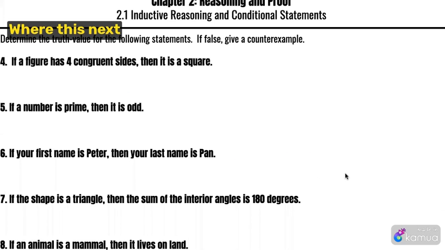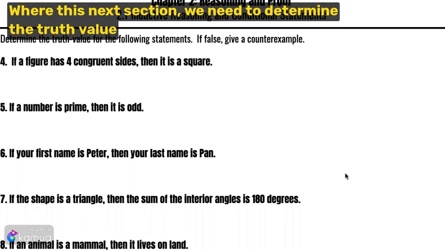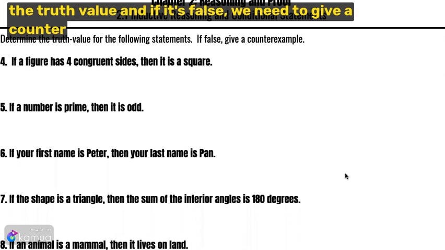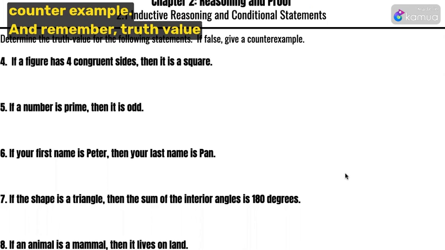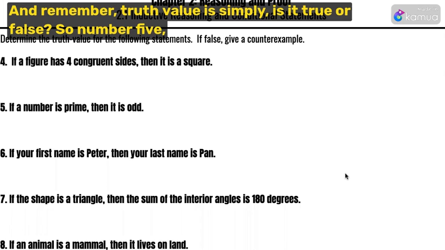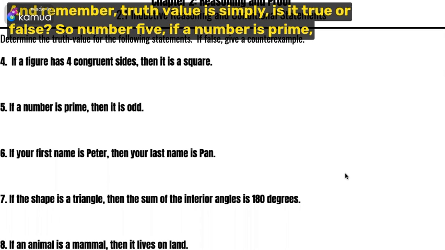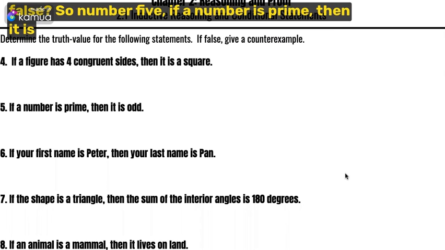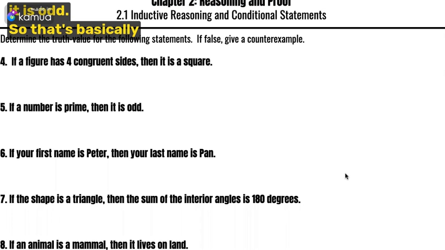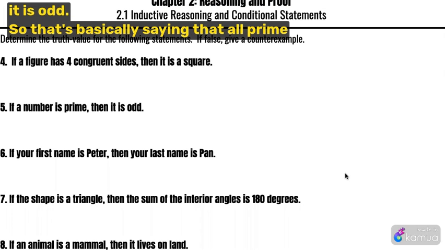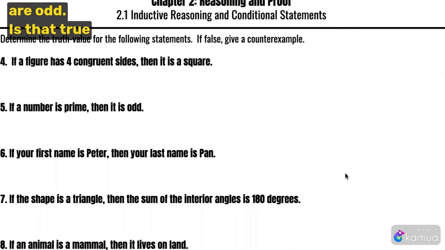For this next section, we need to determine the truth value. And if it's false, we need to give a counterexample. And remember, truth value is simply, is it true or false? So number 5, if a number is prime, then it is odd. So that's basically saying that all prime numbers are odd. Is that true or is that false?